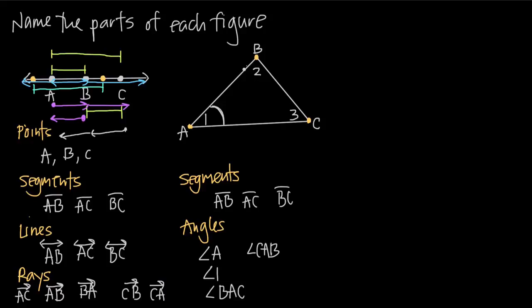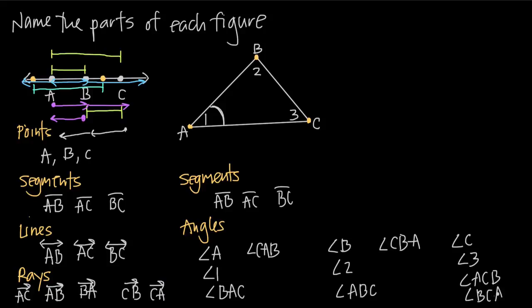What if we look at the angle here marked as 2? Well, we could describe that as the angle B, since it's in the corner where the point B is. We could call it the angle 2. We could also call it the angle ABC, because we'd start at A, we'd come up to B, and come down to C. Or we could call it the angle CBA. And if we look at our last angle here where the 3 is, we could call that angle C, angle 3, angle ACB, or angle BCA.